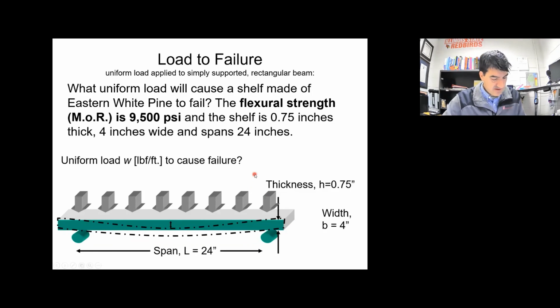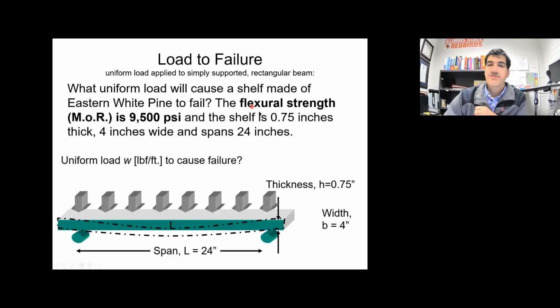Okay, last problem on page 88. We have that same shelf made of eastern white pine, and we're given the flexural strength now and the dimensions, and we want to know what is the uniform load W that will cause this to fail, will cause it to break.